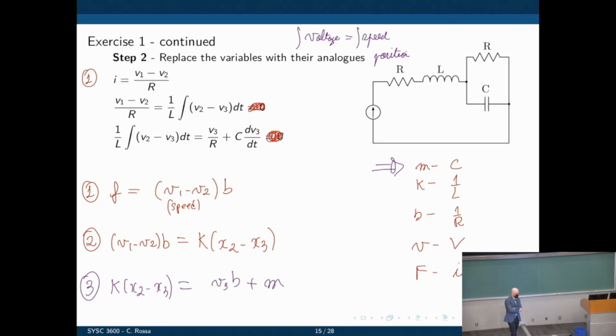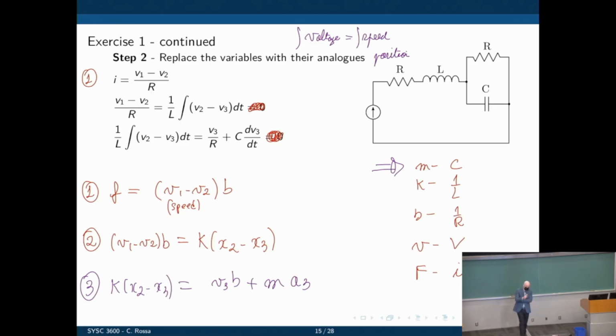What is the derivative of voltage in the mechanical system? Acceleration. Very good. Voltage corresponds to speed. Derivative of voltage, therefore, is the acceleration. And that makes perfect sense because you have a mass and you can only convert that into force by multiplying that by the acceleration. Now let's see what we created in this equation here.